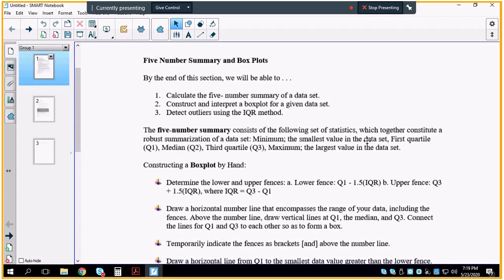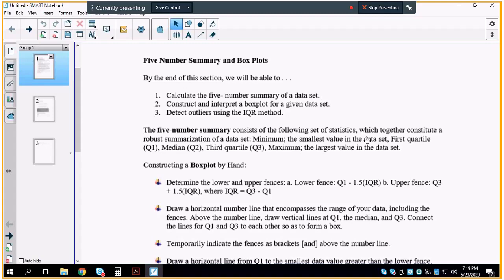Our today's lesson plan is 5-number summary and box plots. By the end of this section, we will be able to calculate the 5-number summary of a data set, construct and interpret a box plot for a given data set, and detect outliers using the IQR method.